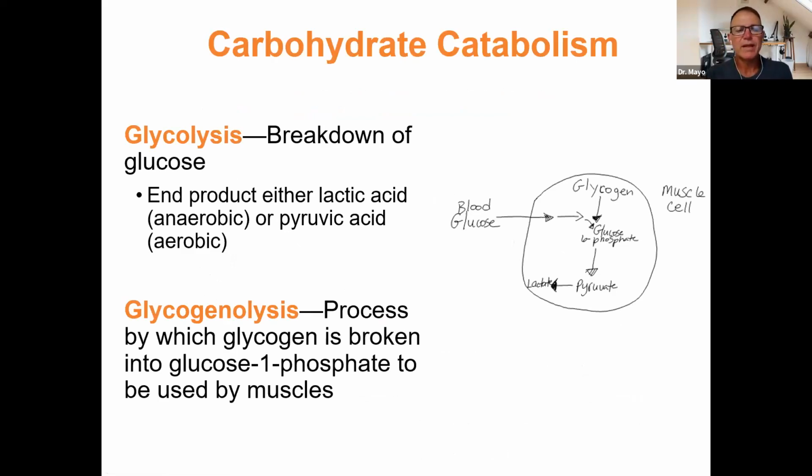And so when the effort is still really high, but not all out, what's going to happen is we're going to move on to the next energy system, and that's glycolysis. And we say glycolysis is the breakdown of glucose, right? Usually we start with glycogen that's stored in our muscle, and that process is called glycogenolysis.